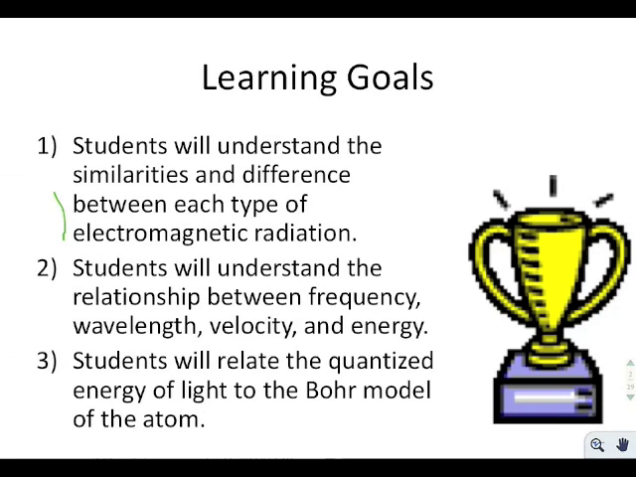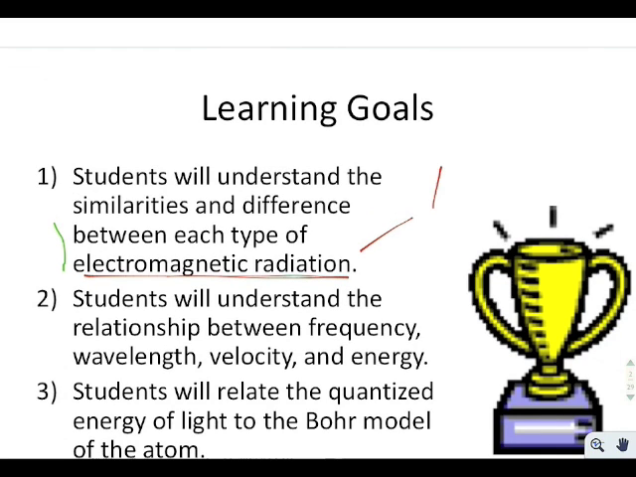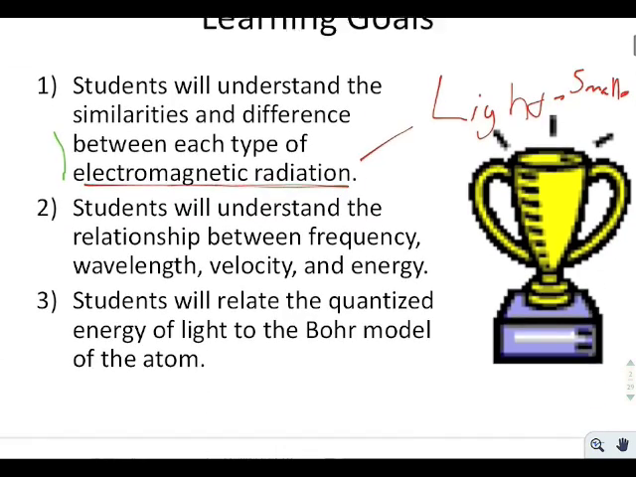So the learning goals for this presentation are: number one, that you understand the differences and similarities between each type of electromagnetic radiation. Now, a lot of people think of electromagnetic radiation as just light. Okay, but that's not the case. There are actually 7 total parts, and light is the smallest of all of them. So it's a very, very small part of the electromagnetic spectrum.